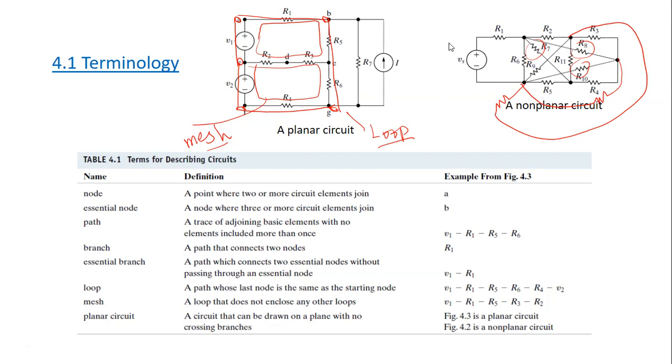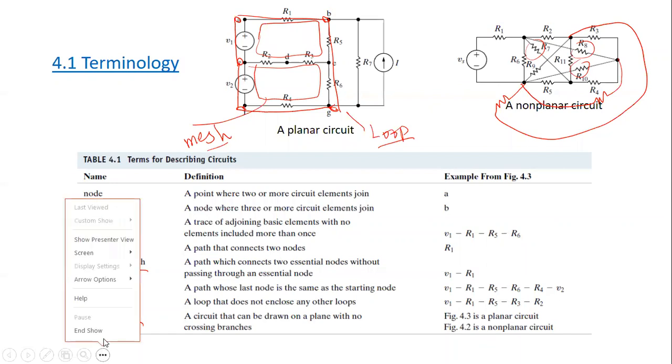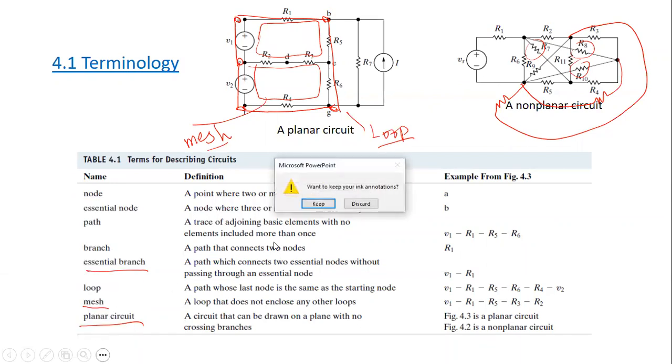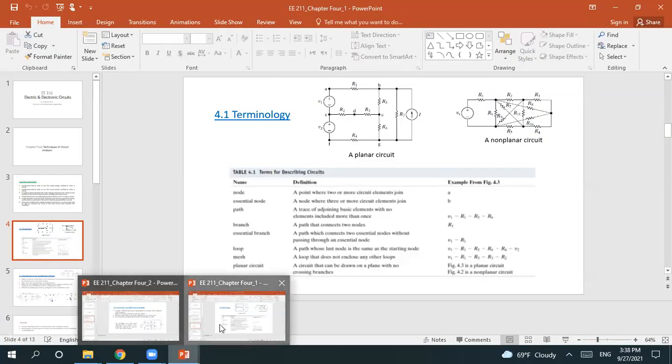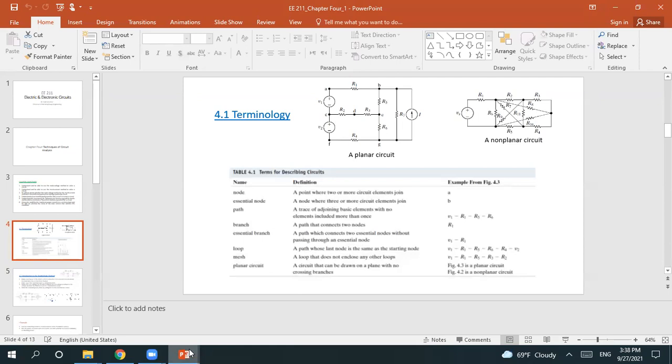So this is the terminology that we had in the previous week, and we need to recall them because we need to use the essential branch, the mesh, and the planar circuit in today's method. Okay. So once we already recall these terms, let me go back to today's presentation.